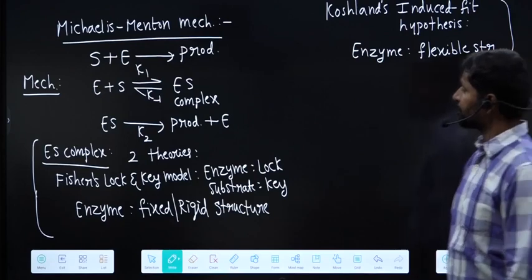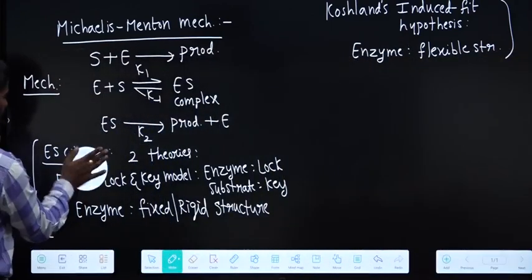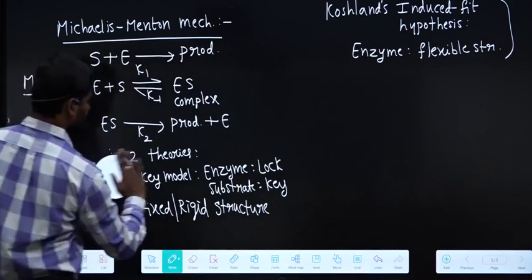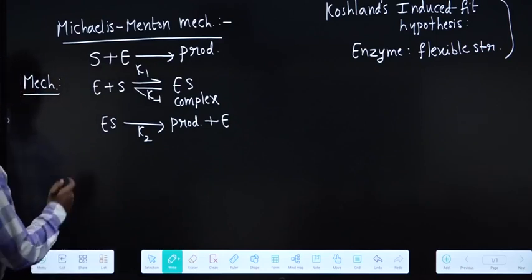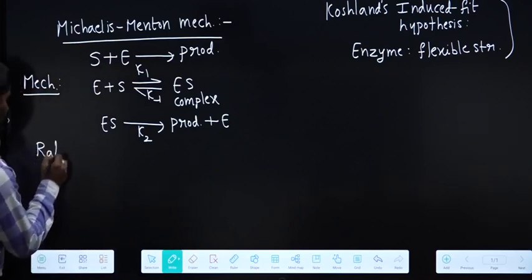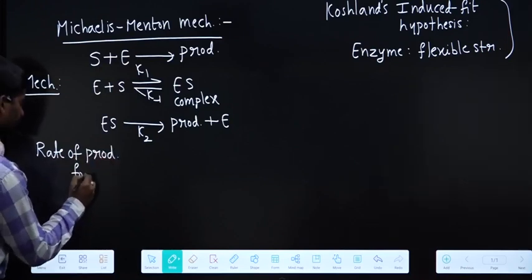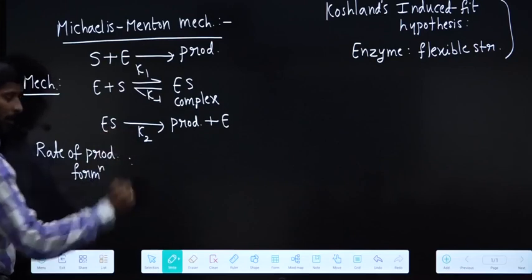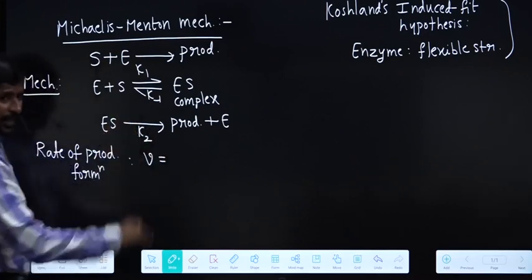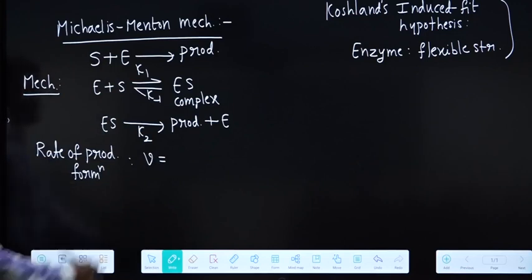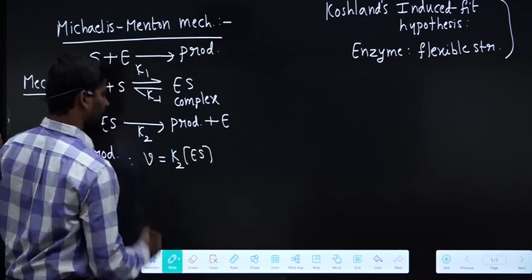Okay. Now we have to see kinetics. I am going to the kinetics part. Now if you write the rate of product formation, in which step is the product forming? The second step. So V is equal to K2 into the concentration of ES.